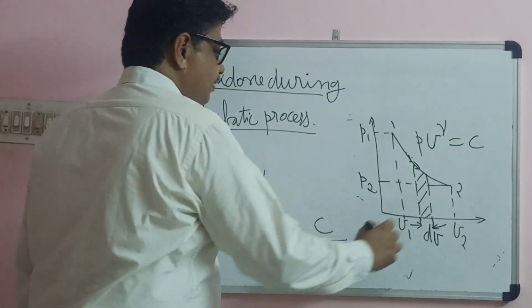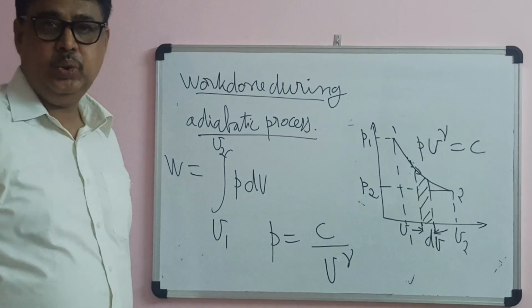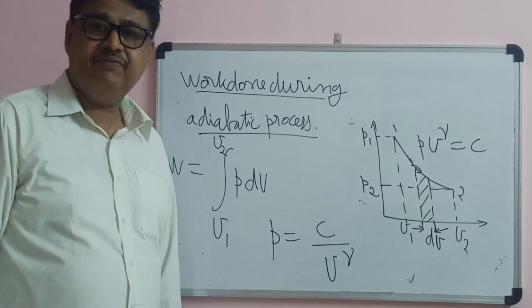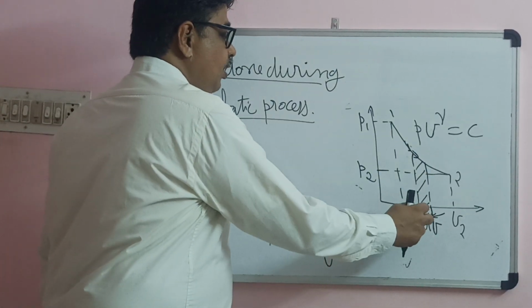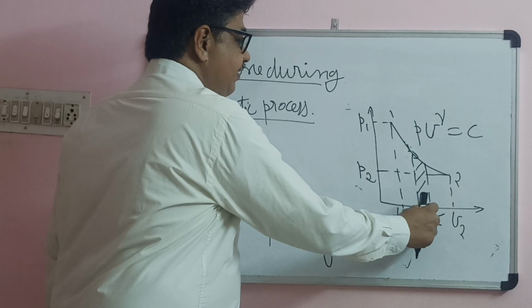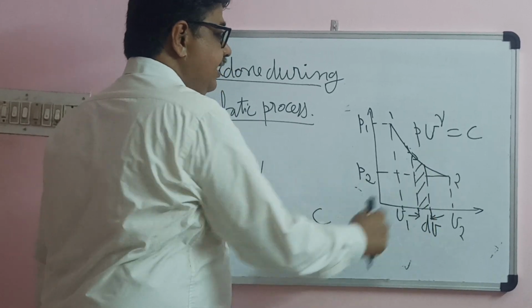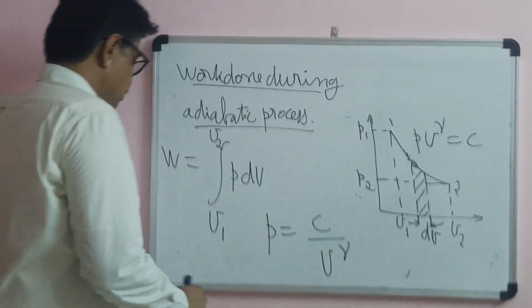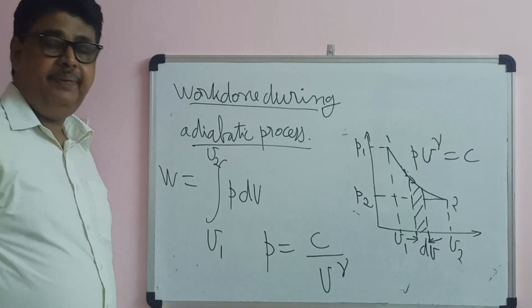Consider the PV diagram, pressure volume diagram. The gas goes from state 1 to state 2. Pressure decreases from P1 to P2, volume increases from V1 to V2. Consider a small rectangle, this is dV and this is P. Therefore, we have to integrate the area of the rectangle between V1 to V2. Therefore, work done is equal to the integral V1 to V2 P dV.